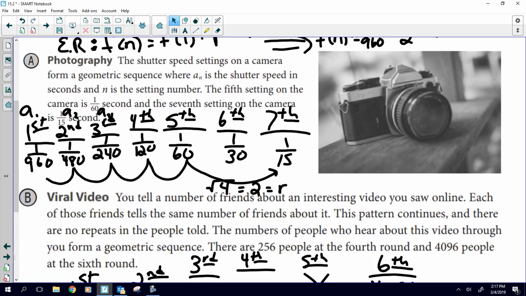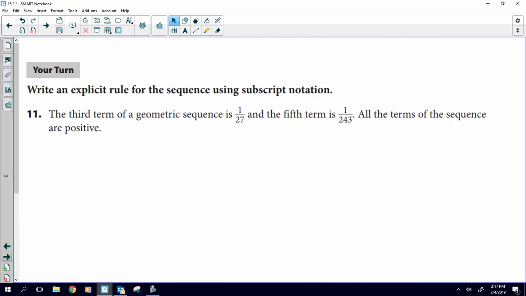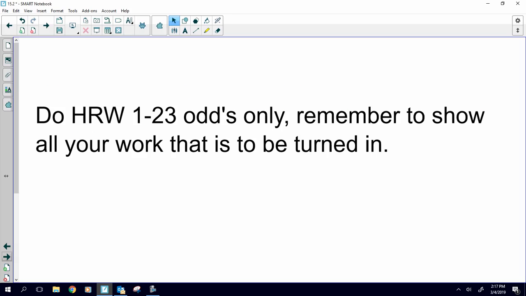What you do have to worry about is probably on your homework, which they'll show you. You'll mess up the first one. Don't worry about that. All right. So here, remember again, pause this right here so you can work on this. And there it is. Do HRW 1 through 23 odds only. Remember to show all your work that is to be turned in. All right. That's the end of the video.